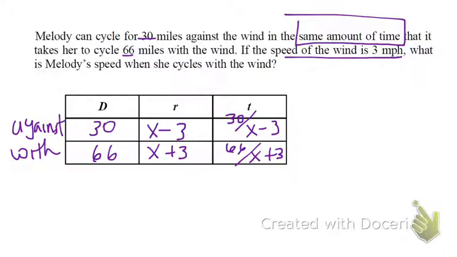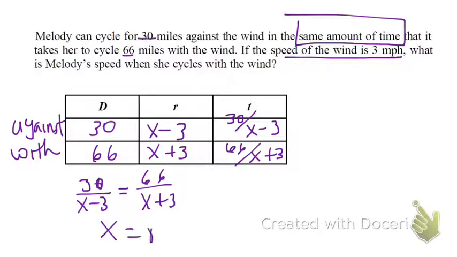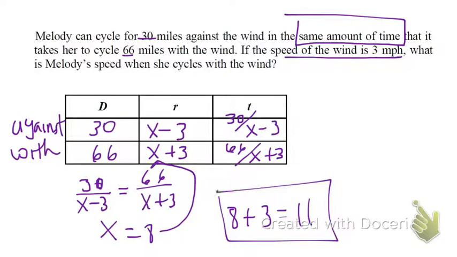Again, this one's going to be equal to each other. So set those equal to each other. So the 30 over the x minus 3 equal to the 66 over the x plus 3. So we get x equal to 8, and we wanted with the wind, so you sub that back in. 8 plus 3 is 11. Okay. Let's look at one more here.